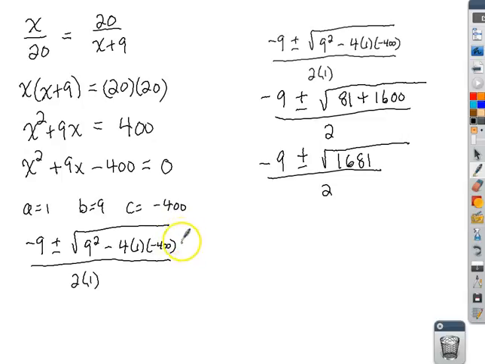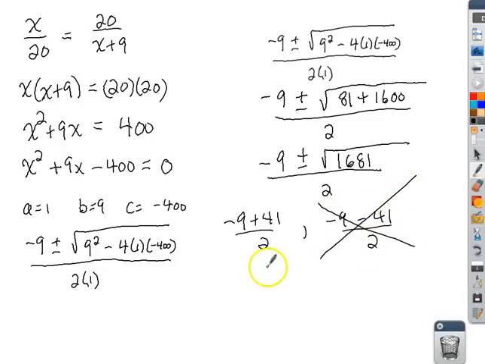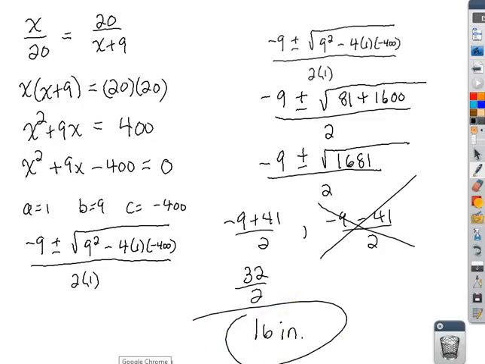I'm hoping the square root of 1681 turns out to be a perfect square. So the square root of 1681 comes out to be 41. So that's negative 9 plus 41 over 2 and negative 9 minus 41 over 2. However, this is going to be negative 50 over 2. This is coming out to be a negative number. I'm going to ignore that one. Negative 9 plus 41 is a positive 32. 32 divided by 2 is 16. So the robot must move 16 inches. And that's the solution.